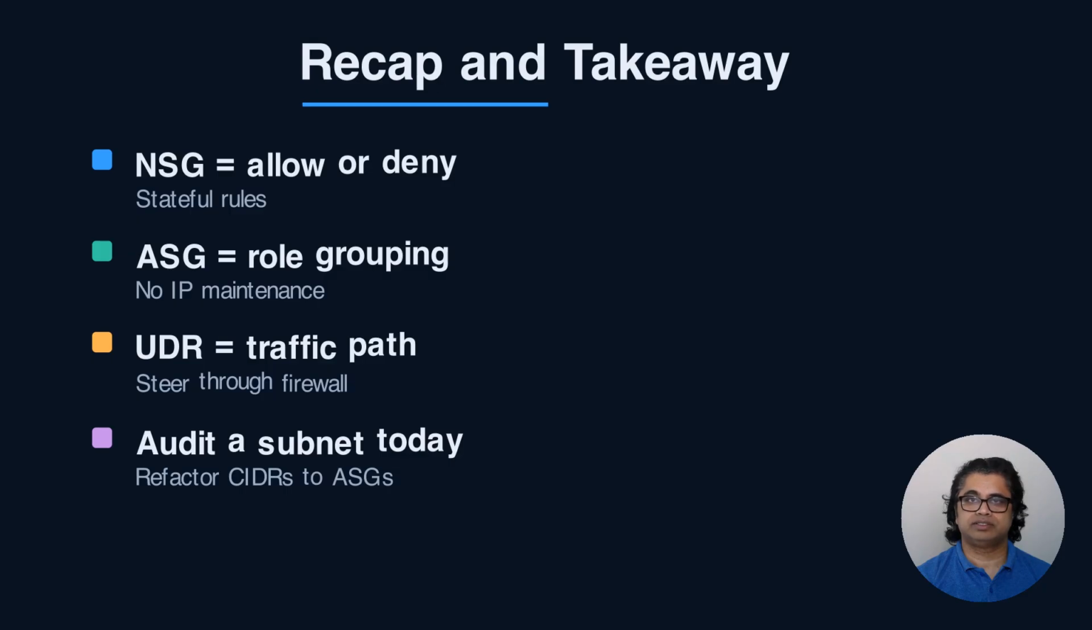Your concrete next step: open one of your existing virtual networks today, look at a subnet, and check whether its NSG rules reference raw CIDR blocks. If they do, define ASGs for your tiers and refactor those rules to use them. It's a low-risk change that pays off the next time you scale out. And always confirm current default rules and limits in the Azure docs before you ship.